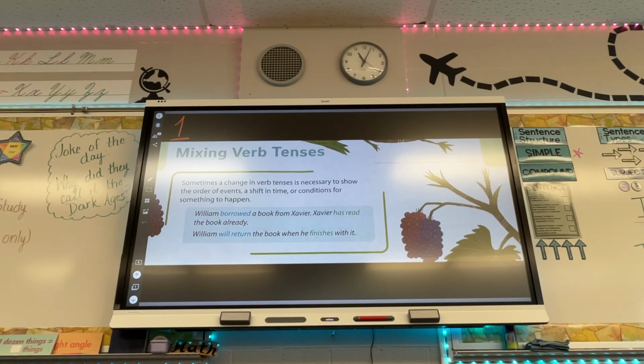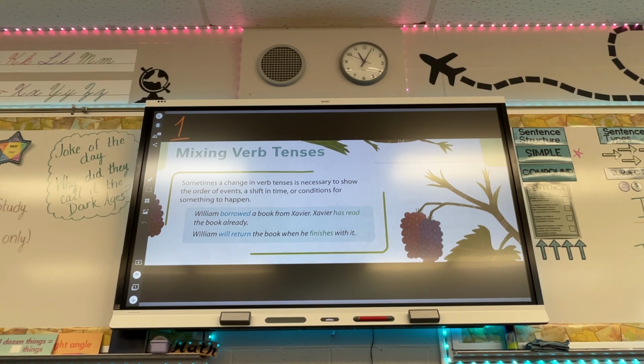Oh, it is short. Alrighty, today's English page is on mixing verb tenses. So if you look up at your box at the top, I know the pictures on this one are super duper fun. I like all the grapes. It says that sometimes a change in verb tenses is necessary to show the order of events, a shift in time, or conditions for something to happen.